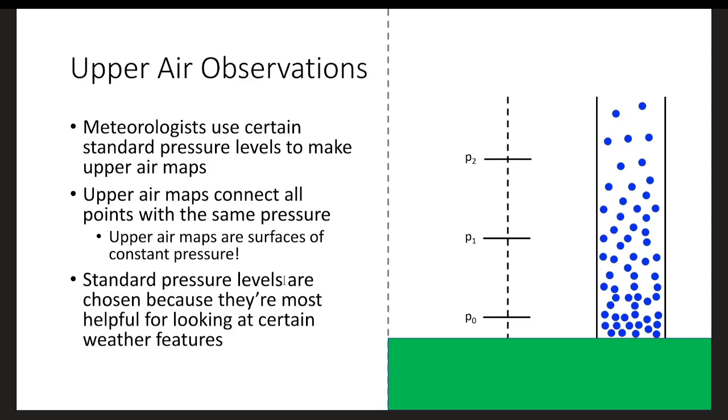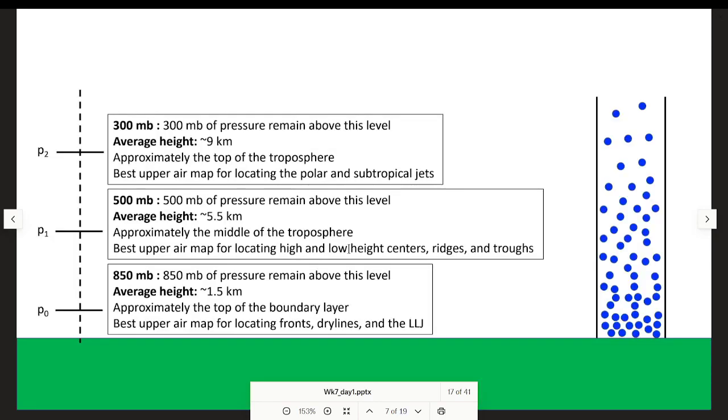So it's a surface of constant pressure. And the standard pressure levels are chosen because they're most helpful when looking at certain weather features. So let's talk about some of them. Let's start at the surface. Usually when I'm looking at a weather map, though, like I said, I'll start at the top of the atmosphere and go down. But for this, I'll just start at the surface.